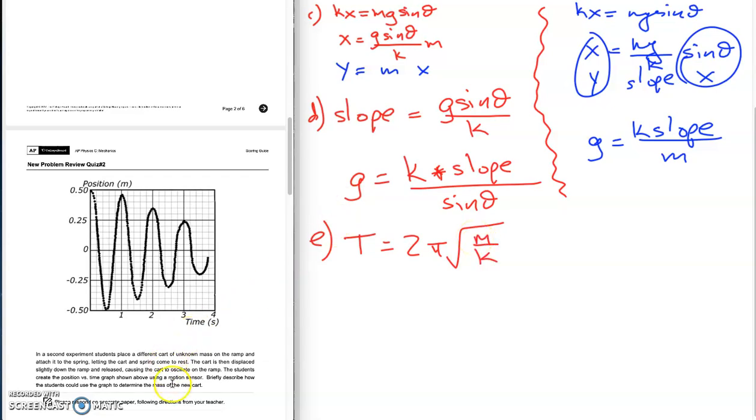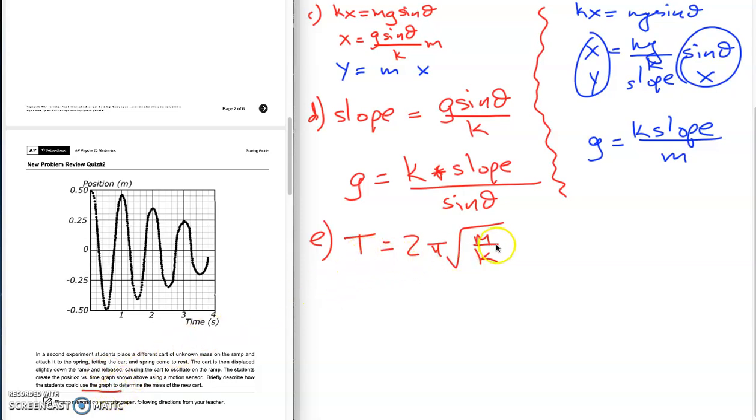Notice that they say in the question, briefly describe how the students could use the graph to determine the mass of the new cart. Don't say you can just take the cart down and put it on the scale to find out what the mass is. That's not the point. I know you can do that, and so do they. They want to know, can you figure out how to use the graph to figure out the mass of the cart?